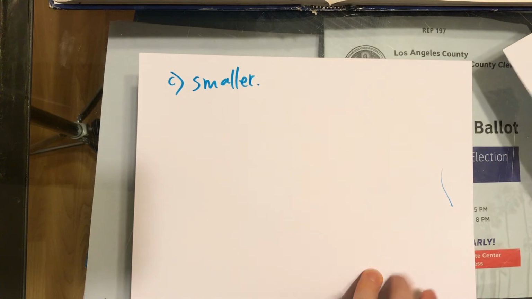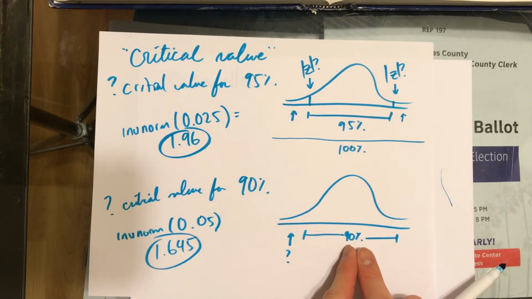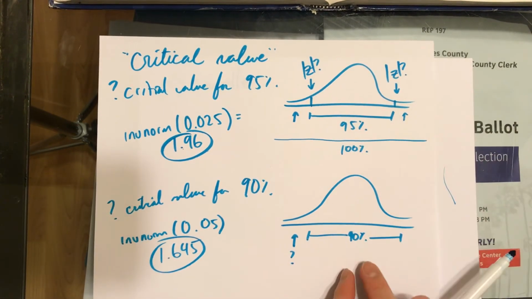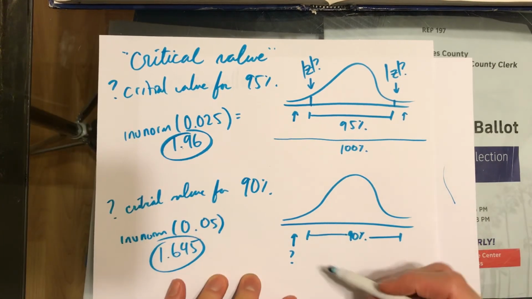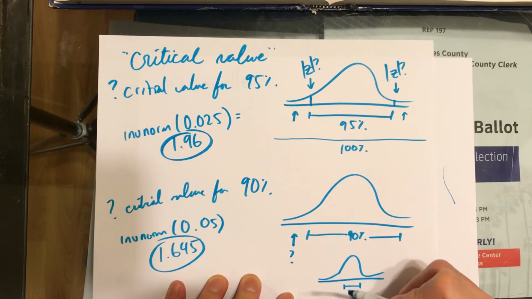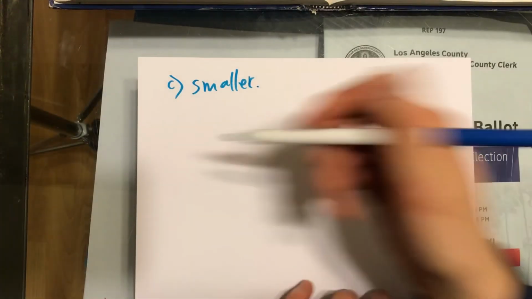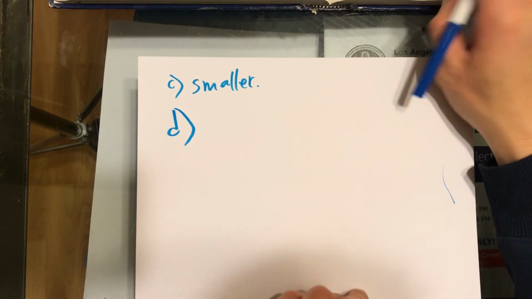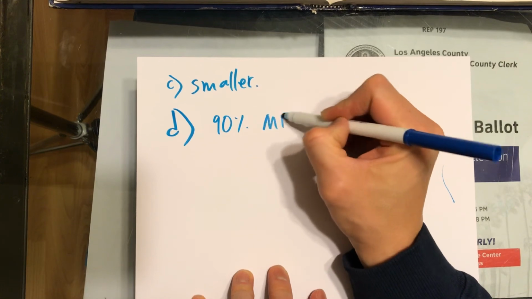So it gets smaller because as your percentage level of confidence gets smaller, your interval gets smaller as well, 90 versus 95. So if you're like 10% confident, that interval would be really, really small. Okay. Question D. Find the margin of error for 90%. So this time we want to find the 90% margin of error.